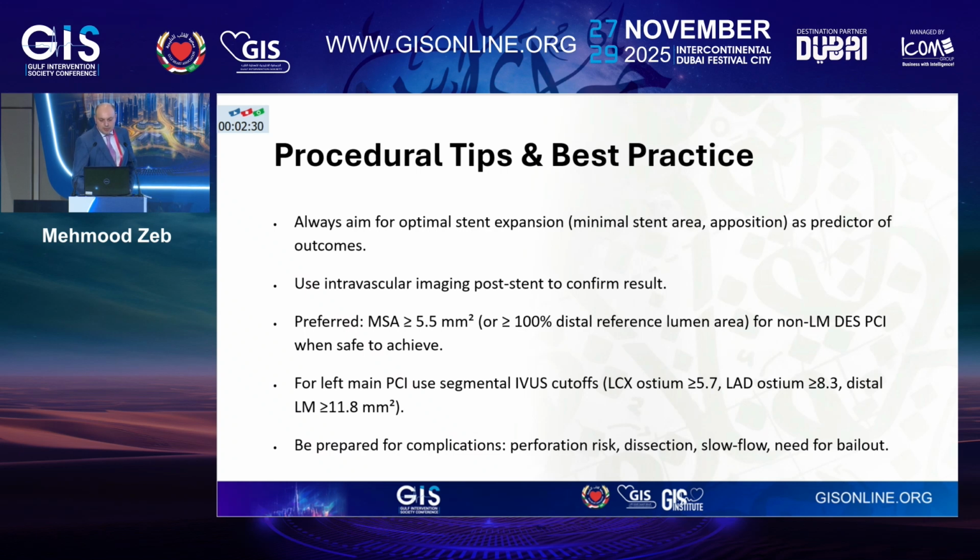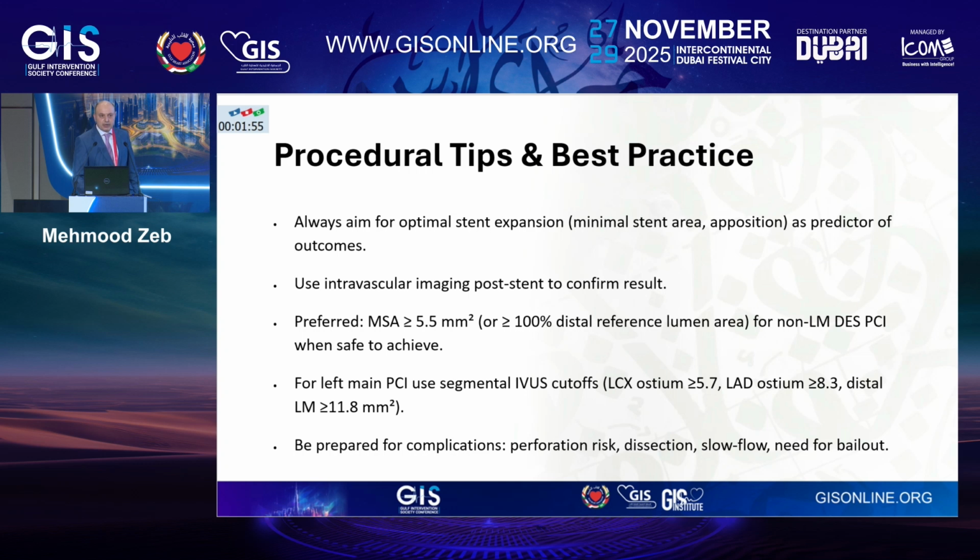Always aim for the optimum stent expansion. After delivering the stent, it's always best to perform further imaging to make sure that optimum MSA has been achieved, which is recommended to be 5.5 millimeter squared for the non-left main stem, and the parameters for the left main stem are given here. For the distal left main stem, 11.8 millimeter squared, for the ostium of the circumflex, more than 5.7, and for the LAD ostium, more than 8.3.